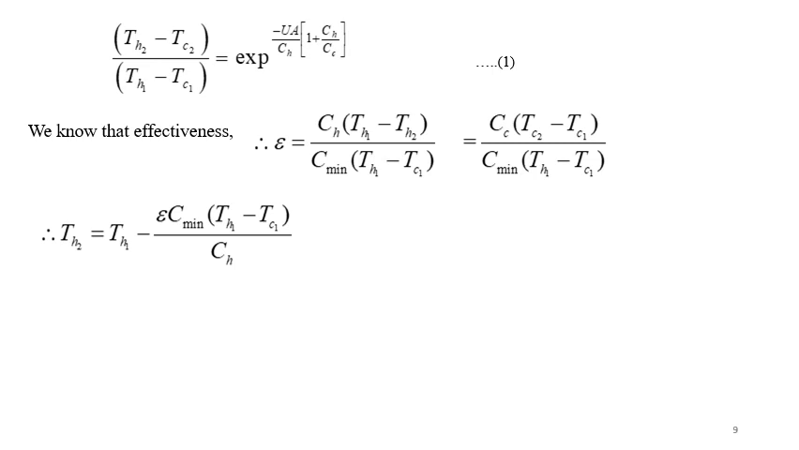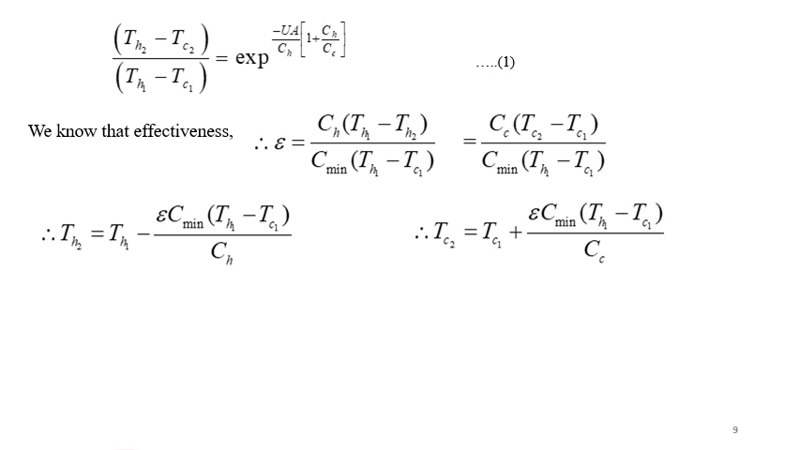Similarly, when you equate this term and effectiveness, effectiveness is equal to Cc into (Tc2 minus Tc1) divided by C min into (Th1 minus Tc1), and Tc2 is equal to Tc1 plus effectiveness into C minimum into (Th1 minus Tc1) divided by Cc.